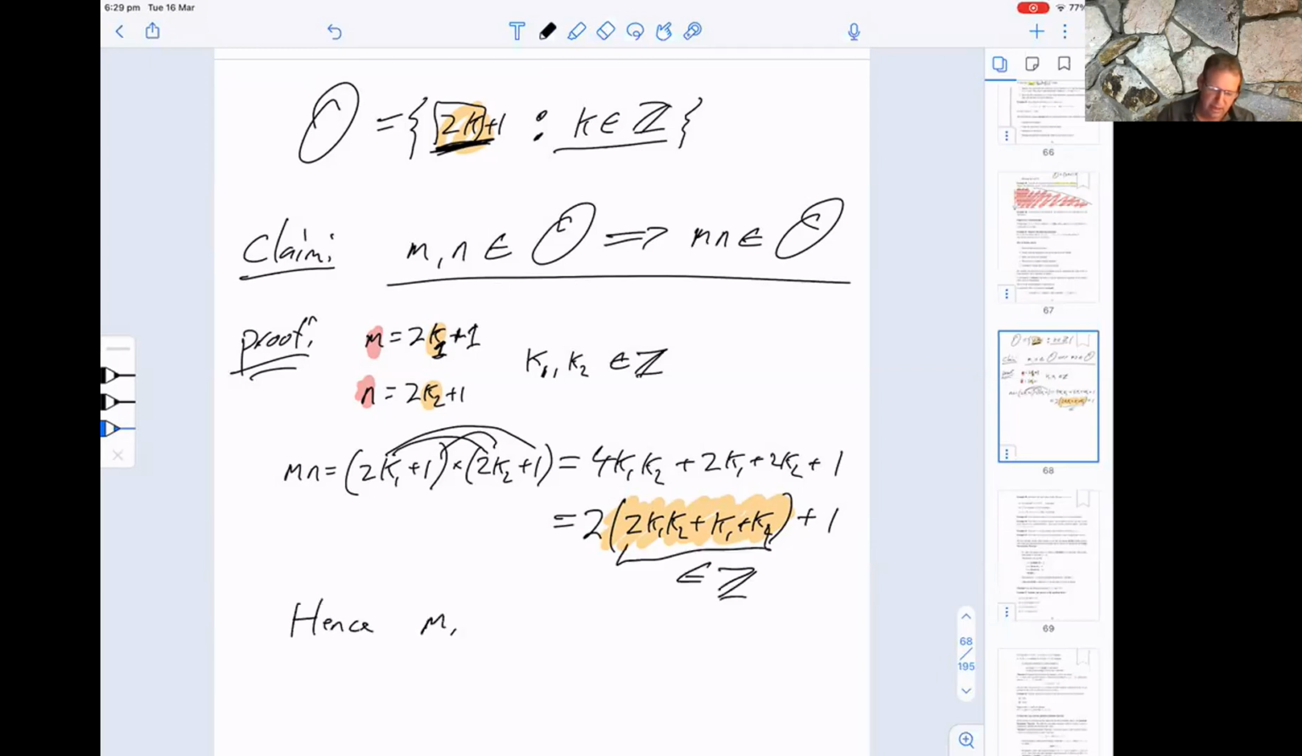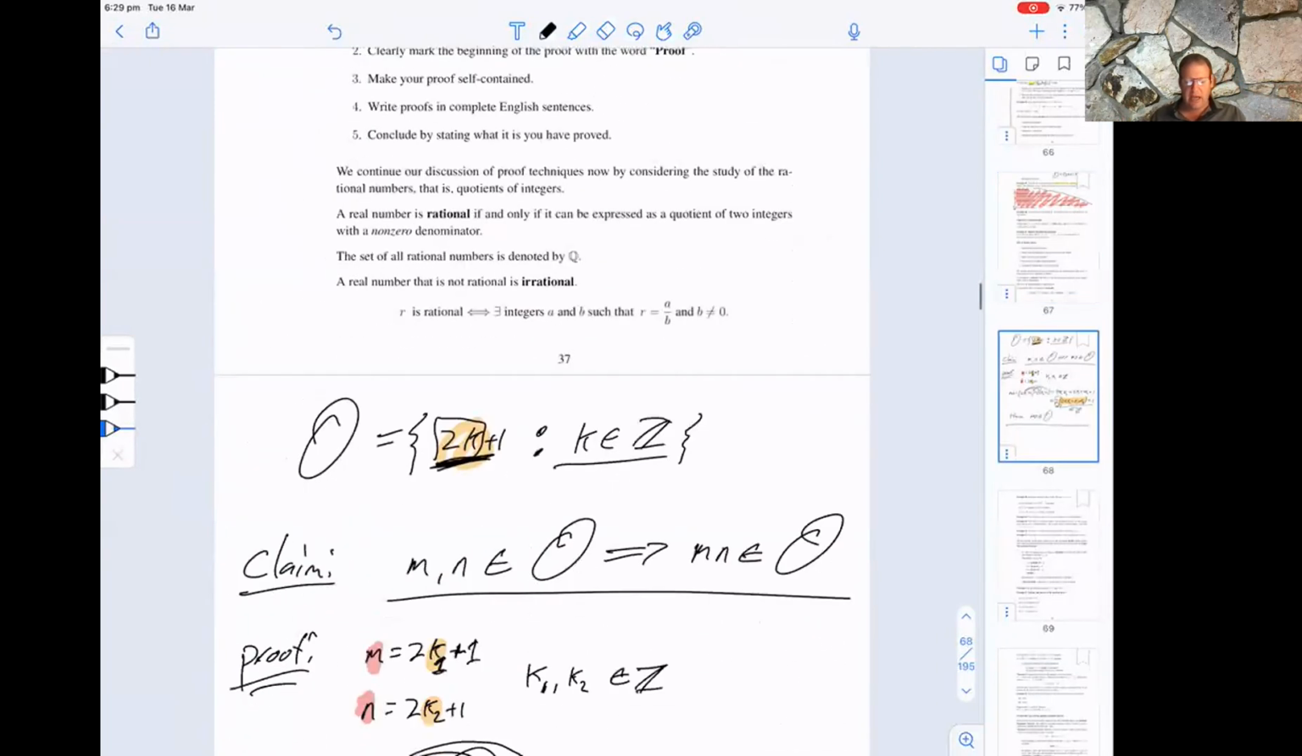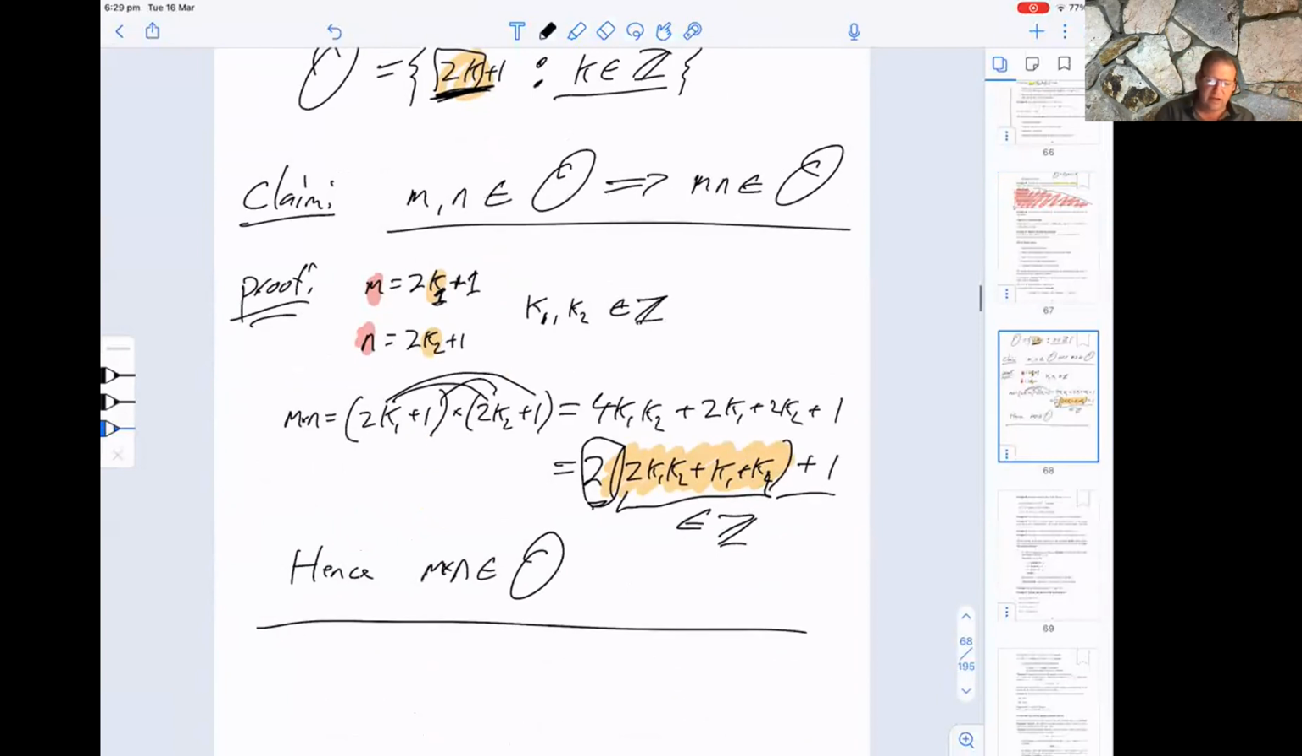Hence, m times n is an element of the odd numbers, because it's twice that integer plus 1. So that's one way of proving it. That's a standard way. Okay, let's see. Questions? Is that okay? So let's see what's not. And by the way, exercise.